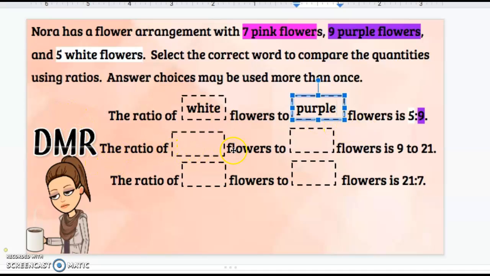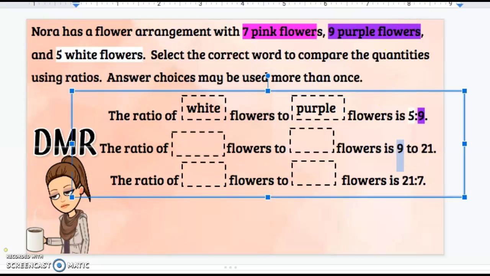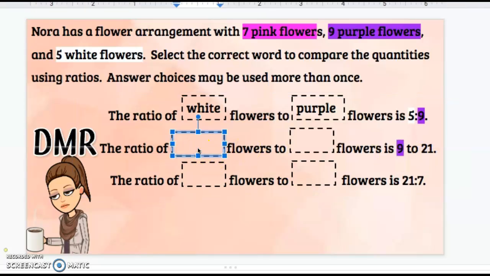The ratio of blank flowers to blank flowers is 9 to 21. 9 is purple. And I don't see 21 up there. The 21 is an awfully big number. So let me add these up. 7 plus 9 is 16. 16 plus 5 is 21. So 21 must be the total. So the ratio of purple flowers to total flowers is 9 to 21.